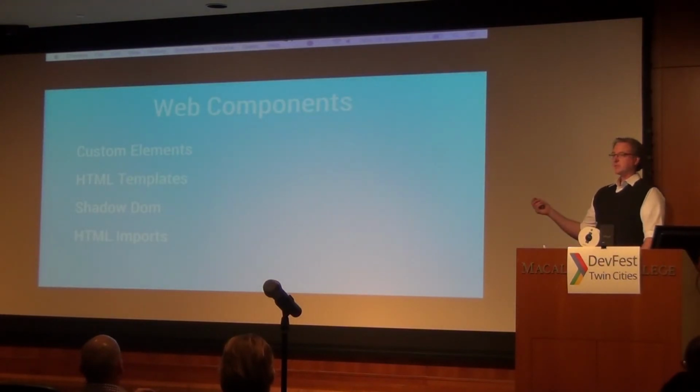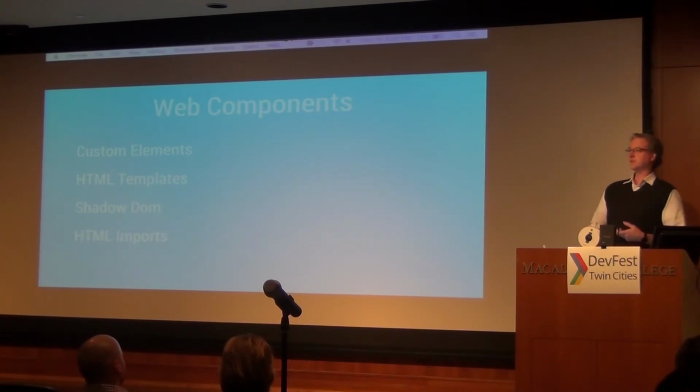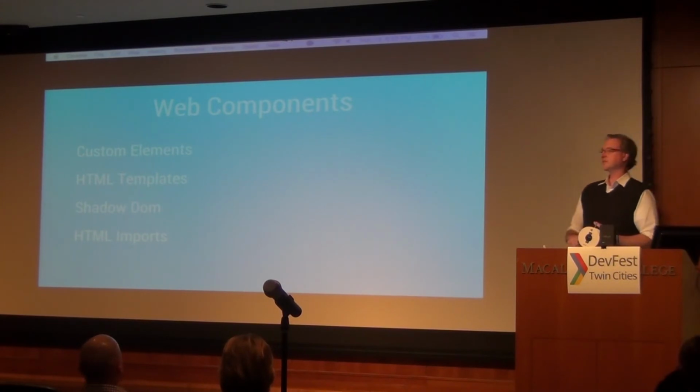So web components really break down into four key elements that define a web component: the ability to create custom elements, HTML templates, the shadow DOM, which is about the coolest thing ever, and HTML imports.